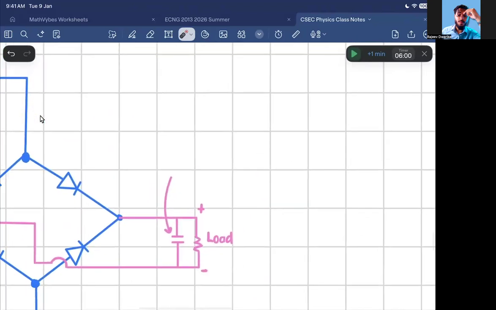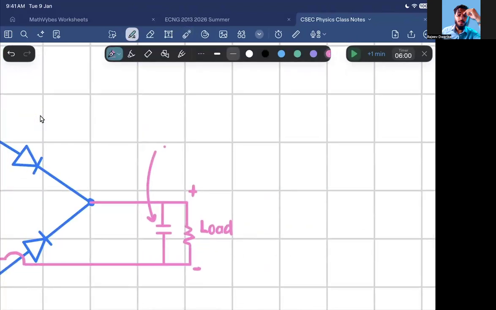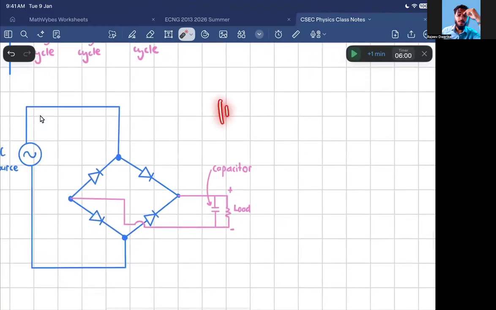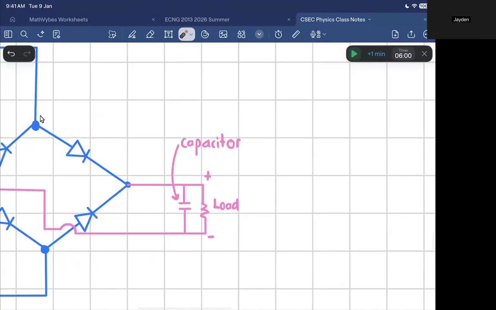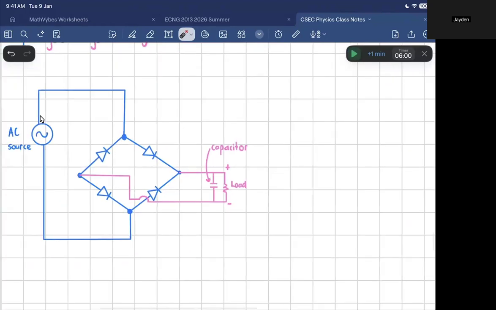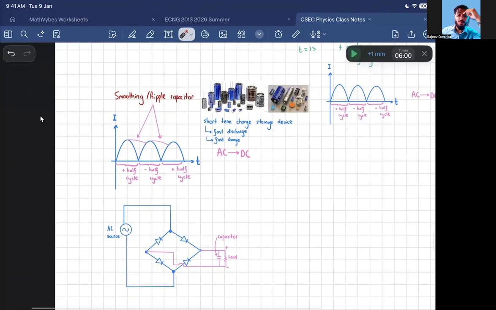So this little symbol over here is a capacitor. I see it looks really similar to the battery symbol. Yeah, but it's a capacitor. Notice that both of the terminals are the same size. All right, cool.